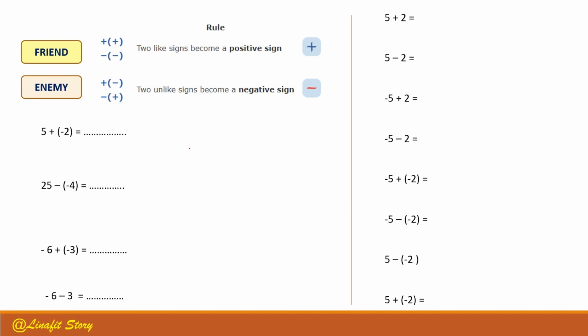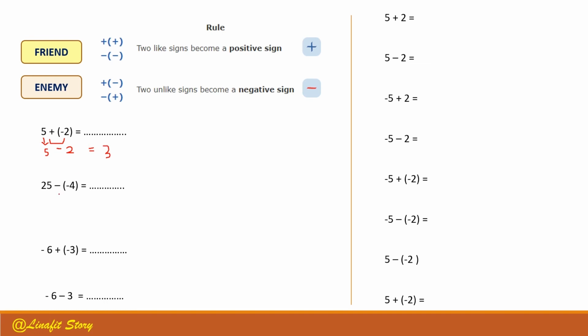So don't forget the rule. If you meet your friend, two like signs become a positive sign. If you meet your enemy, two unlike signs become a negative sign. So for example, 5 plus negative 2. You meet your enemy. Why? Because different sign. So 5 minus 2 equals 3.